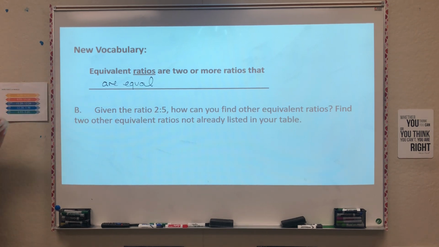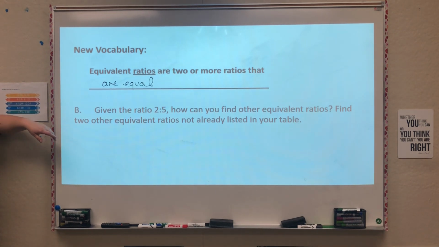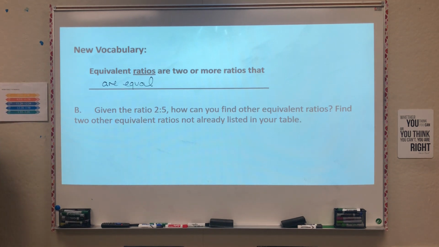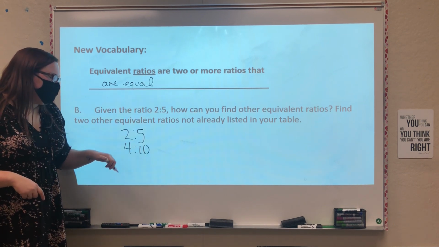And by equal, it goes back to that ice cream: they're all describing the same cost, or the same fruit punch, right? It wouldn't taste different. So given that ratio 2 to 5 in that last problem, how could you find other equivalent fractions? At the beginning, you had said you were doubling it, so you were making it twice as many.